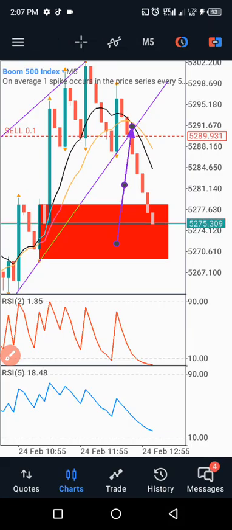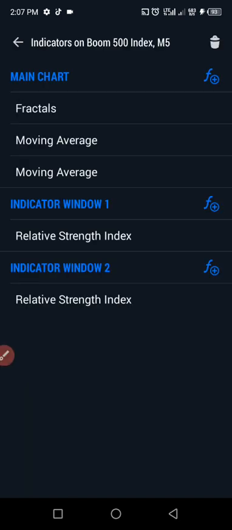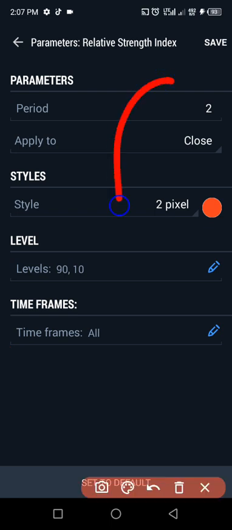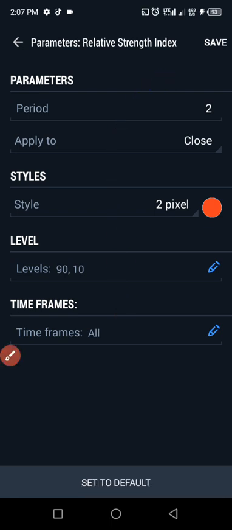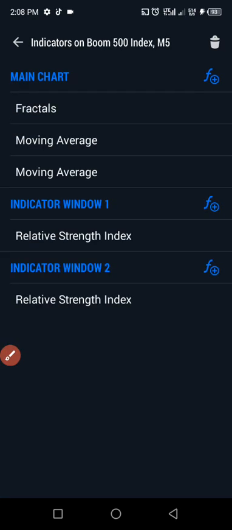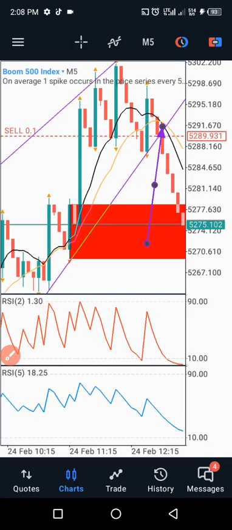And then for the relative strength index, you might decide to make use of either of these relative strength indexes the way I have them on my screen. You put them up on your chart, and then you tap on save. And for the second relative strength index, the way I have it on my chart also, you tap on save, and then we are good to go.